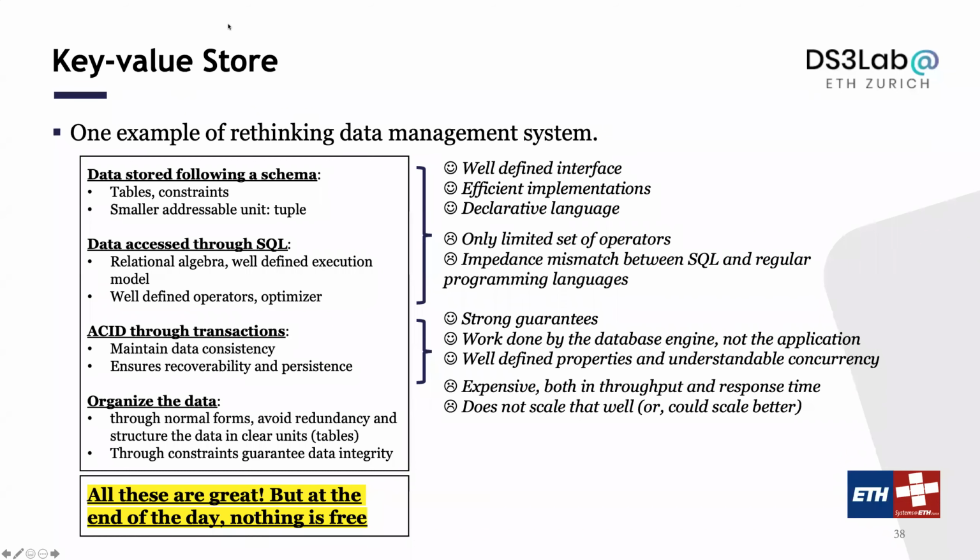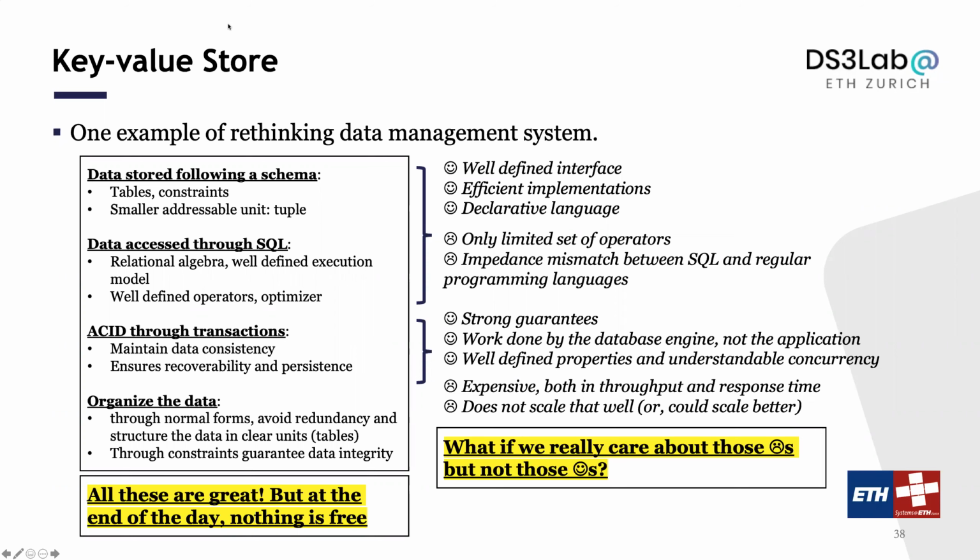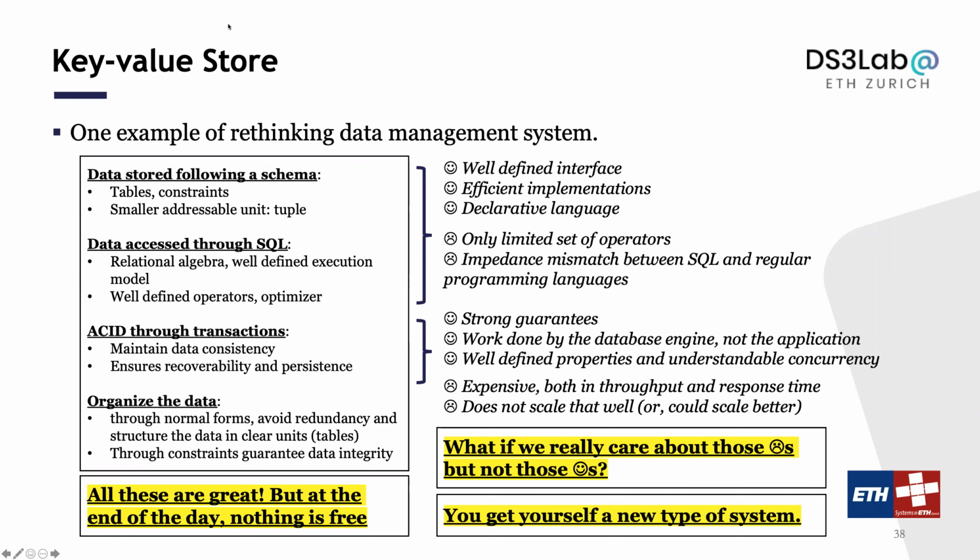So there are all those good things and bad things coming out of our design. But what if I don't care about those good things, but I really care about those bad things? If you are asking these types of questions, then you are going to get yourself a different data management system. And that system, if you build from scratch, given the thing that you really care about, is going to give you a different type of system. There's no good or bad. They are all consequences of the assumptions you have. But given the assumptions, there is good or bad.